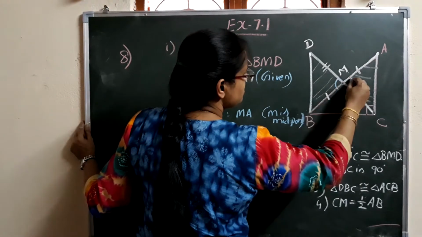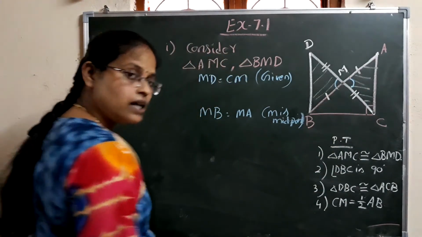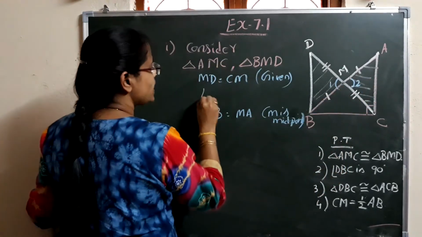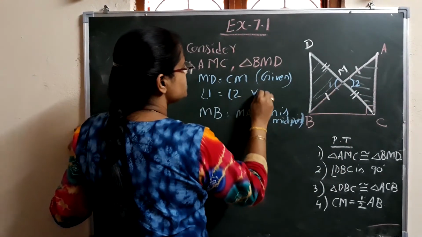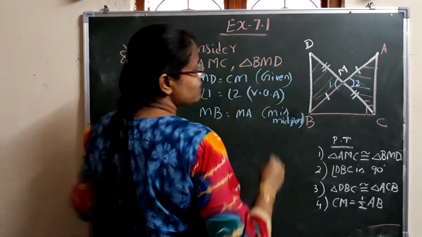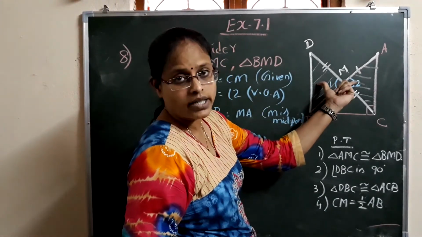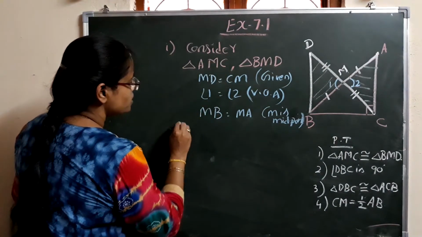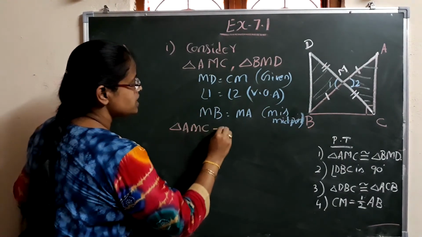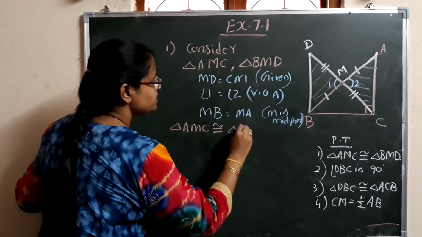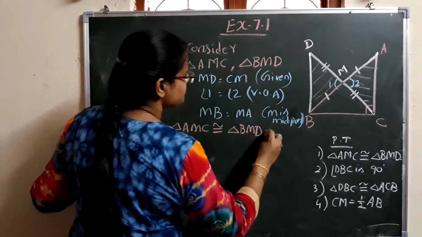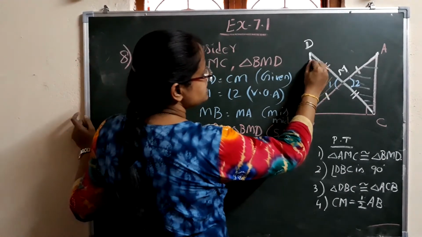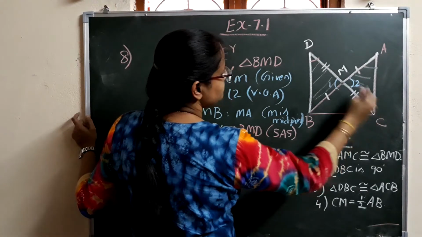Now, what can you say about these two angles? They are vertically opposite angles, angle 1 and angle 2. So, angle 1 is equals to angle 2, it is vertically opposite angles. Now, by what congruency these two triangles are congruent, children? Yes, by SAS congruency. So, therefore, triangle AMC is congruent to triangle BMD by SAS congruency.